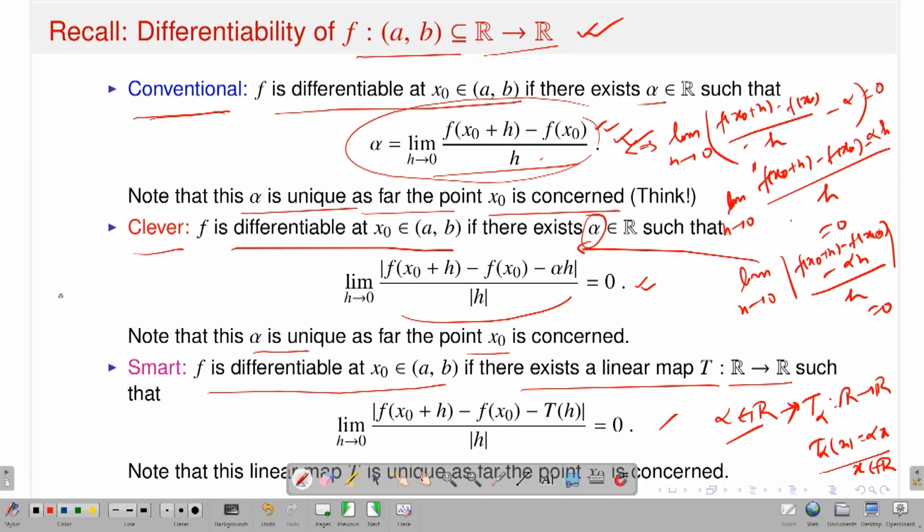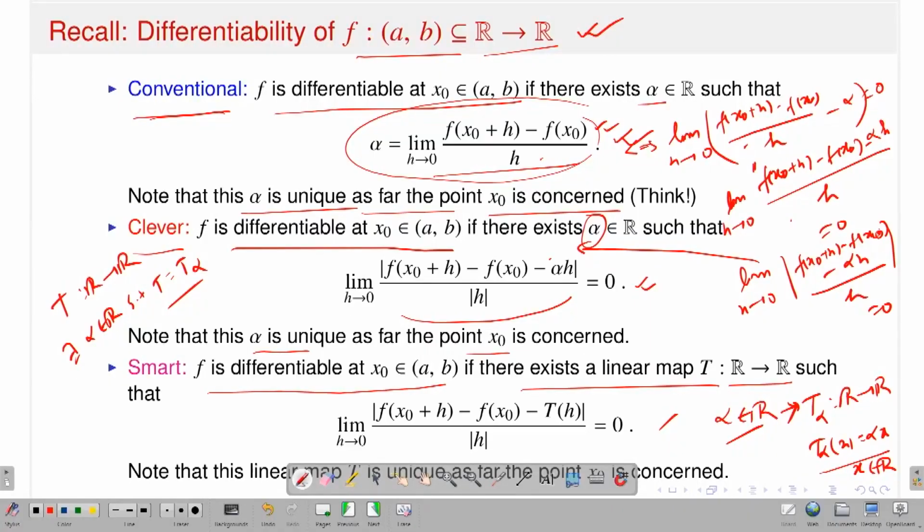Conversely, if I have a linear transformation T from R to R, there exists a point alpha in R such that T is exactly equal to T suffix alpha. So, that means there is a 1-1 correspondence between the linear transformations from R to R and the point alpha. That is exactly what I am doing. Earlier I had a point alpha, now I am just replacing that alpha by T alpha, because I know the action of the linear transformation T alpha on h is nothing but alpha h.